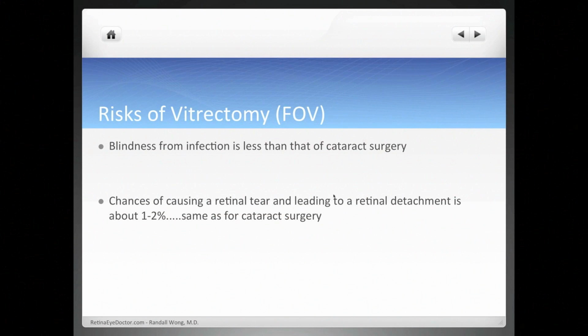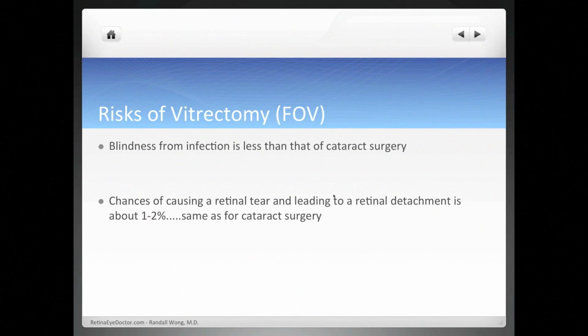As I said before, the risks of vitrectomy or FOV are known. The biggest risk, or the biggest calamity, would be blindness from infection. The chance of blindness from infection for FOV is somewhere in the order of 1 in 10,000 to 1 in 15,000, compared to the chance of blindness from infection caused by cataract surgery, which is somewhere around 1 in 2,000.